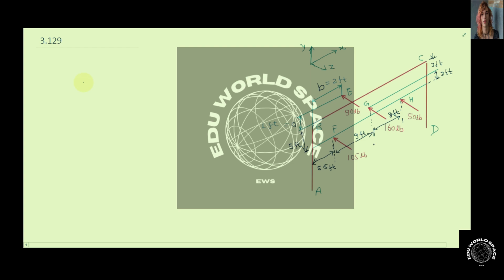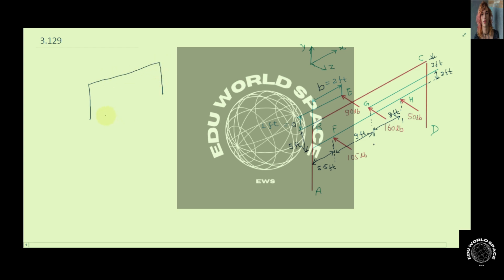Problem 3.129. In this problem, four forces are acting on the signboard and we have to replace these four forces by a single equivalent force, and we have to find the magnitude of that single equivalent force and its point of application. So first of all, let us try to draw the equivalent force system.